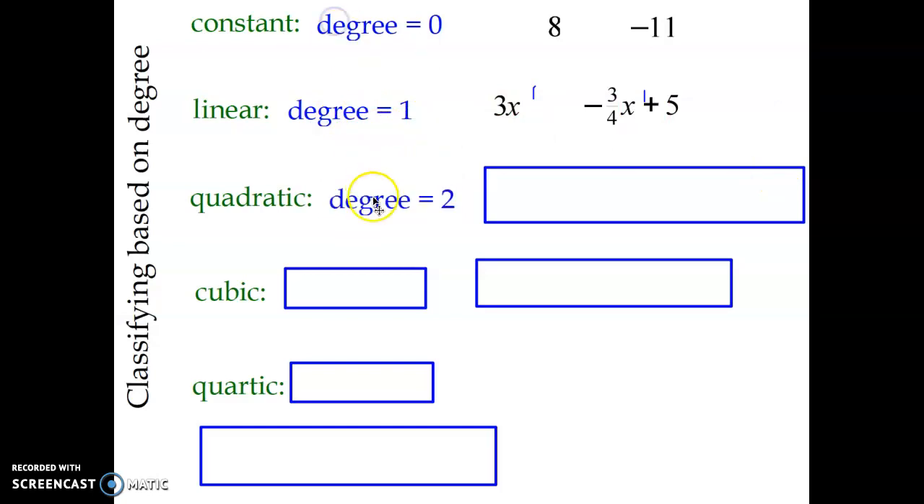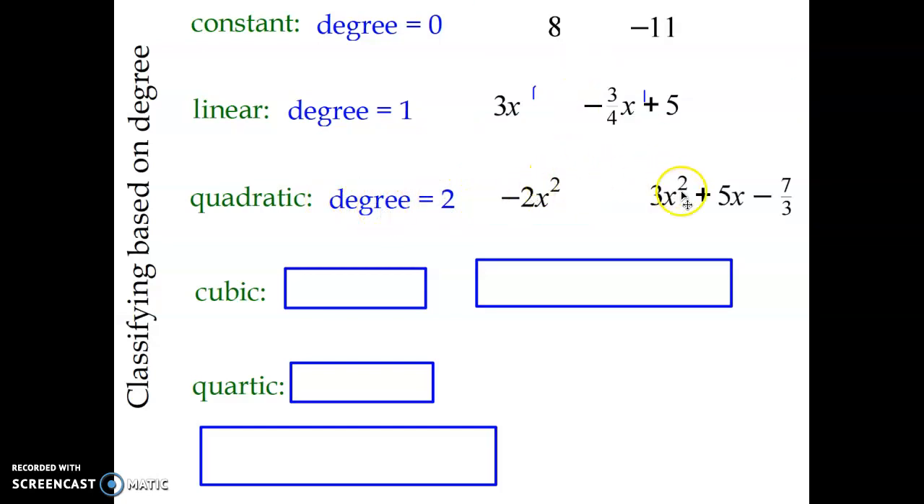Quadratic, that's what we've been working on the last couple of units. That has degree 2. So here I have 2 examples of quadratic polynomials for you. This one is a monomial, degree 2. This one, 1, 2, 3 terms, is a trinomial, and the highest exponent that I see there is a 2, so this one is quadratic.